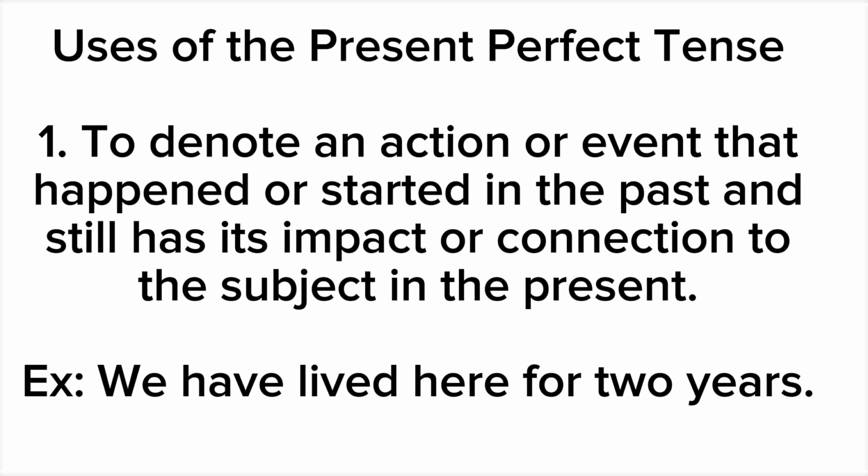Very clearly, from the foregoing discussions and examples, there are uses of the present perfect tense, one of which is to denote an action or event that happened or started in the past and still has its impact or connection to the subject in the present.